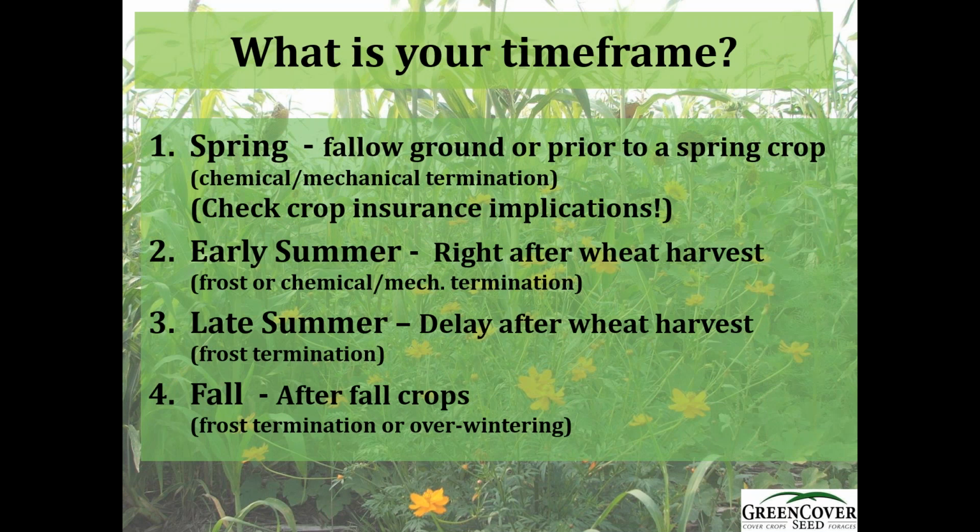There's basically 4 different time frames that people plant cover crops. You can do it in the spring. That's either prior to a spring crop or maybe on some fallow ground that's not going to have a crop that year. You may need to check some crop insurance implications on some of that if you're going into a crop after your cover crop. Early summer, which would be in our area here in Nebraska, would be right after wheat harvest, so middle of June through the middle of July. You're looking at probably having the frost terminate a lot of your cover crop, which is kind of nice.